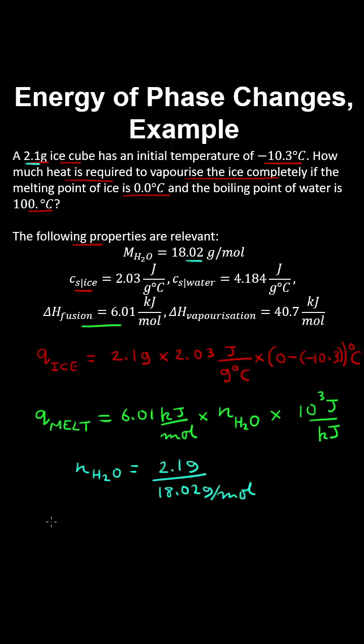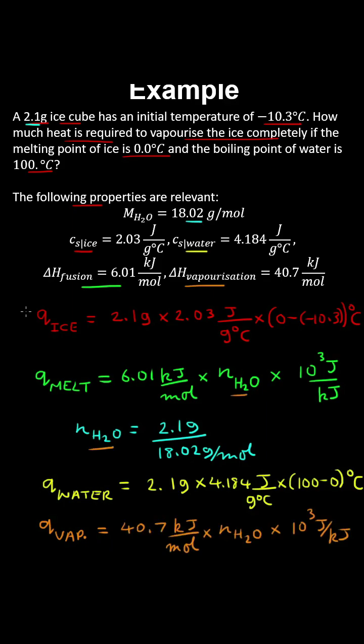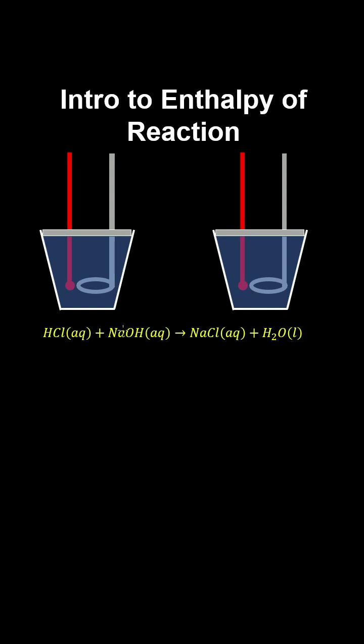And similarly, we can use a heat transfer equation to determine the heat required to increase the temperature of the water up to the boiling point. And then we can use the enthalpy of vaporization to determine the heat required to change phase from a liquid to a gas. And therefore the total heat required can be obtained by adding these together and using the correct number of significant figures.